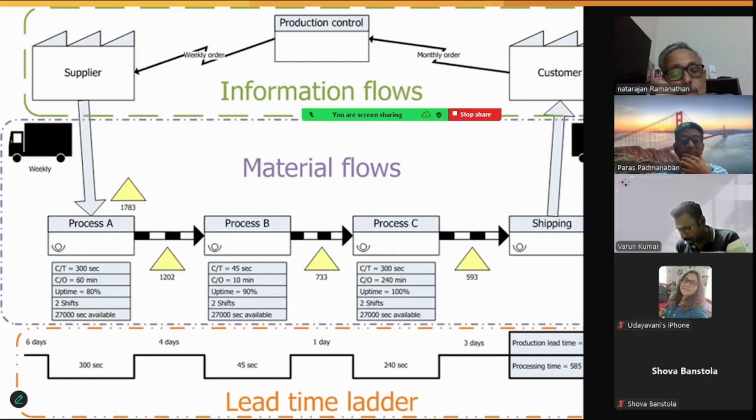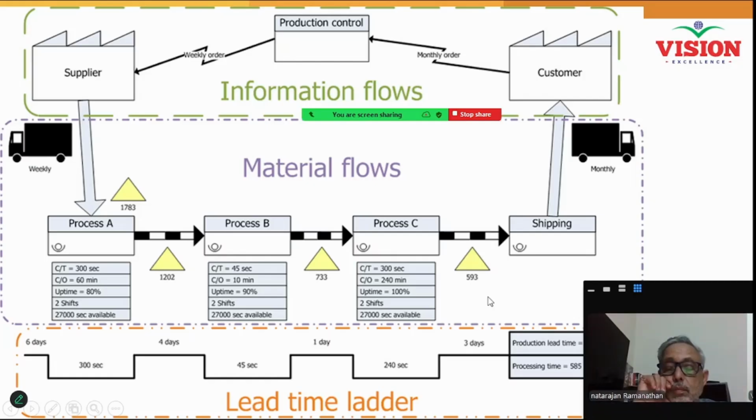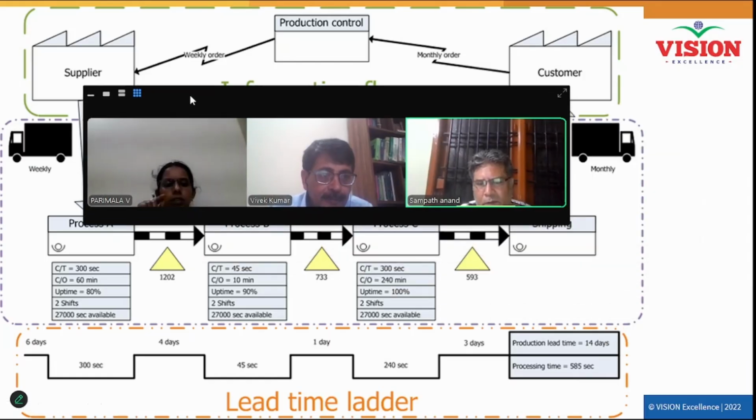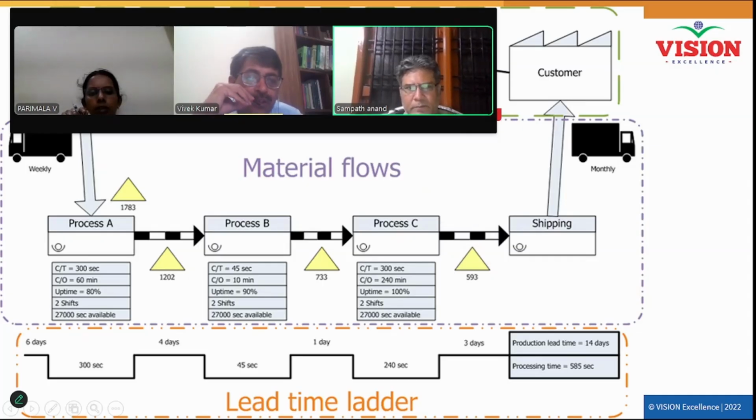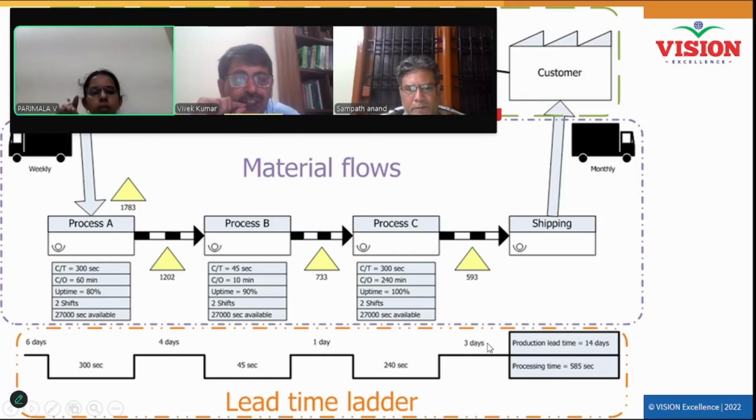Okay, so this one particular piece spent 6 days in this WIP bin, then 300 seconds in the process. Then 4 days in the WIP bin, then 45 seconds in process B, then so many seconds here in process C, then so many days here. So, can you calculate? It's 14 days plus 585 seconds. So the production lead time is what? Production lead time is 14 days: 6 plus 4 plus 1 plus 3.